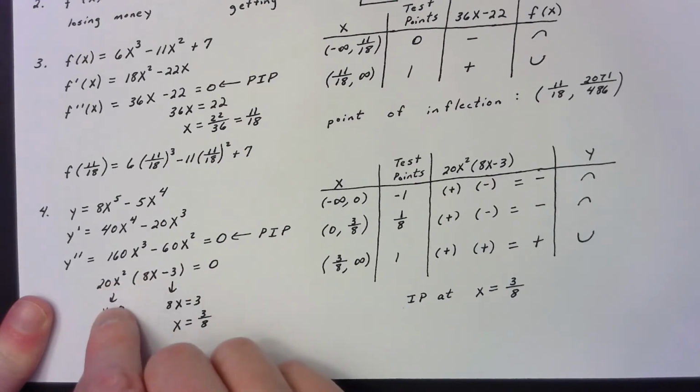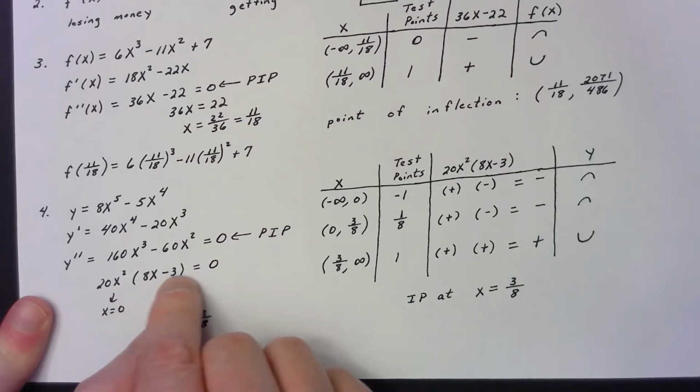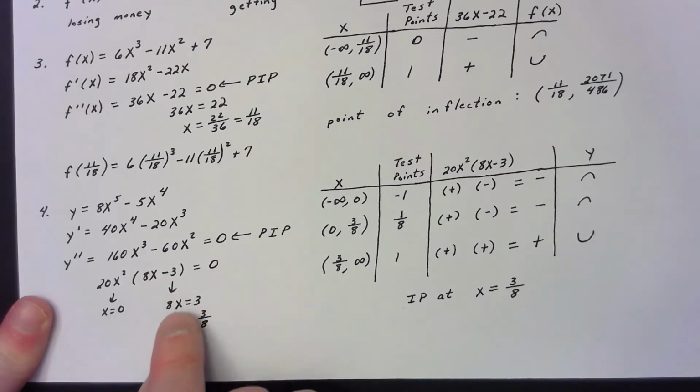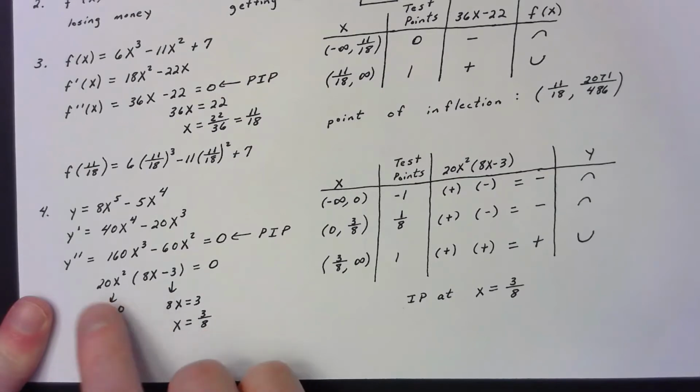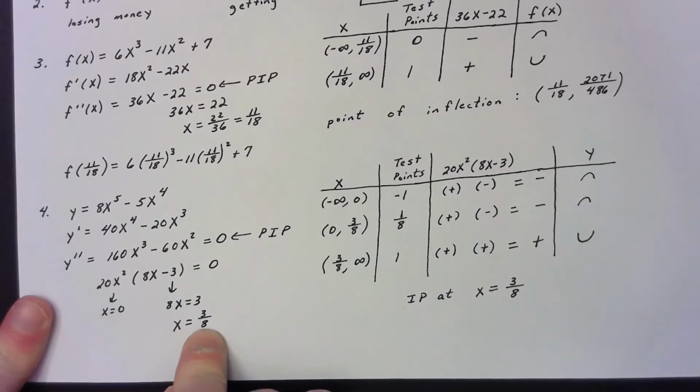So now my potential inflection points will be when 20x squared is equal to 0. That's true when x is 0. And when 8x minus 3 is 0, that's going to be true when 8x is equal to 3, or x is equal to 3 over 8. So now I get my 2 potential inflection points. I need to find out if they're actual inflection points.